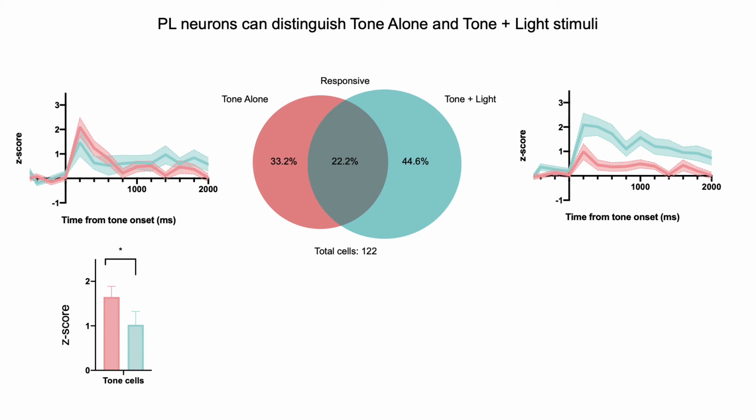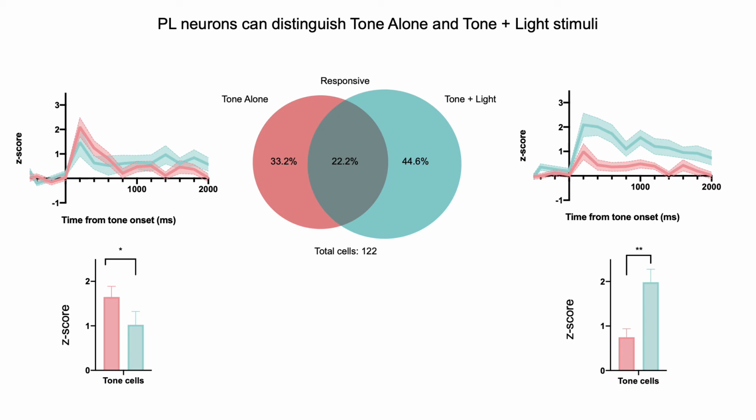Now, to the top right, I'm showing the opposite. Neurons selected to be responsive to the tone plus light stimulus and how they look when presented with the tone alone, as well as the same peak response graph here in the bottom. Now, taken together, what these data suggest is that PL is able to distinguish the tone alone stimulus, which would correspond to low conflict, from the tone plus light stimulus, which would correspond to the high conflict.